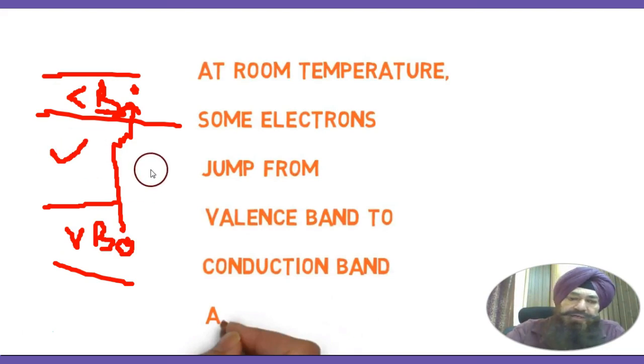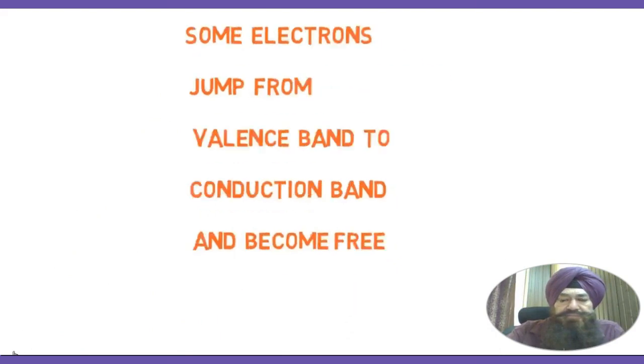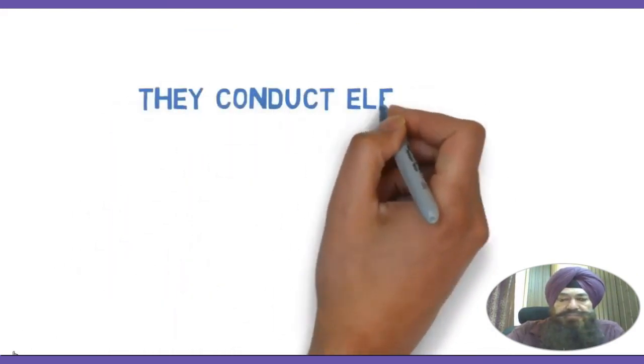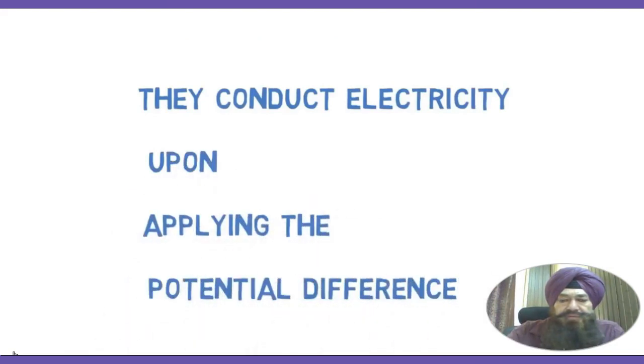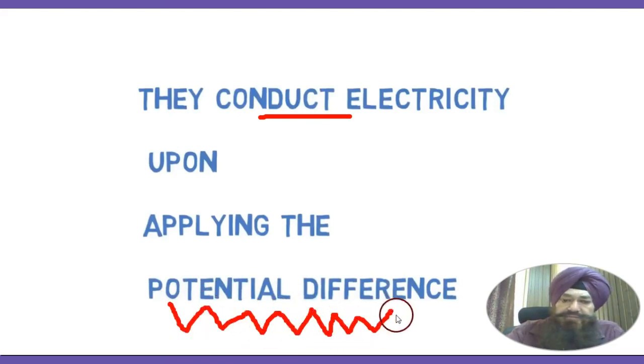Now how does it happen? At room temperature, some energy is available to the electron to jump from valence to conduction. So when electrons are available in the conduction band, we apply a potential difference, meaning voltage. Then that voltage forces the electrons to move in a preferred direction, and they constitute the current.